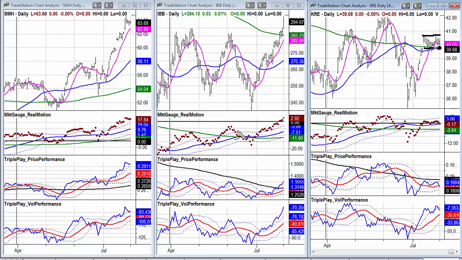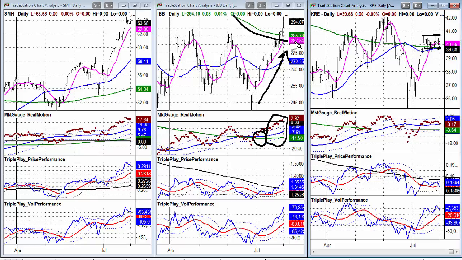On the other hand, IBB is a classic example of really what we're looking for. Real Motion changed its position right here and continued, and the price action continued to move higher. So this is the type of pattern that we're looking for in those other charts.